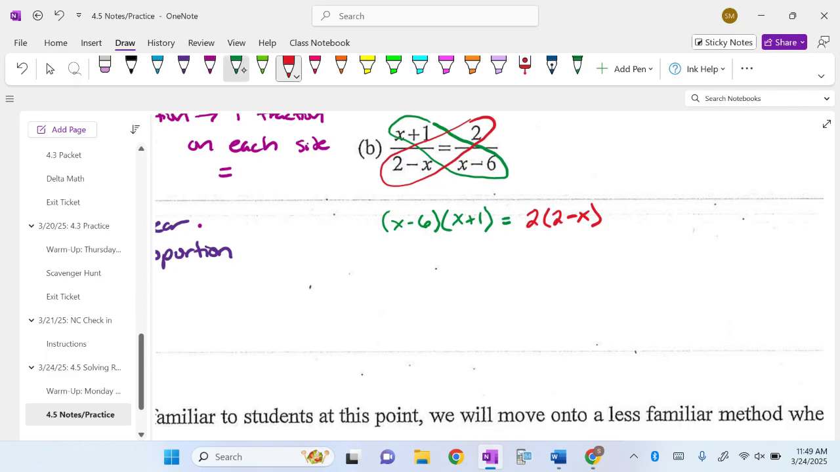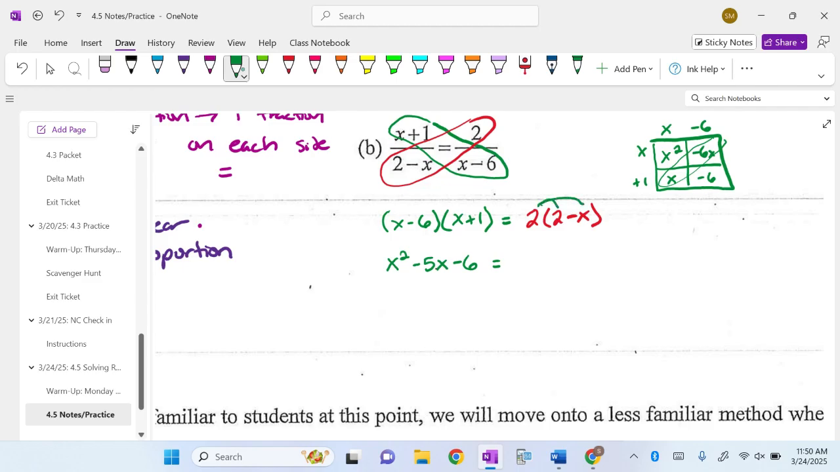All right. So we're going to distribute these two factors. How do I handle the x minus 6 times x plus 1? What do I need to do? A box. For this one, I'm going to do a quick box method. So x minus 6, x plus 1. This will be x squared minus 6x plus x minus 6. Combine the like terms. I get x squared. What's negative 6x plus 1x? Negative 5x minus 6 is equal to, what do I need to do to the right side?